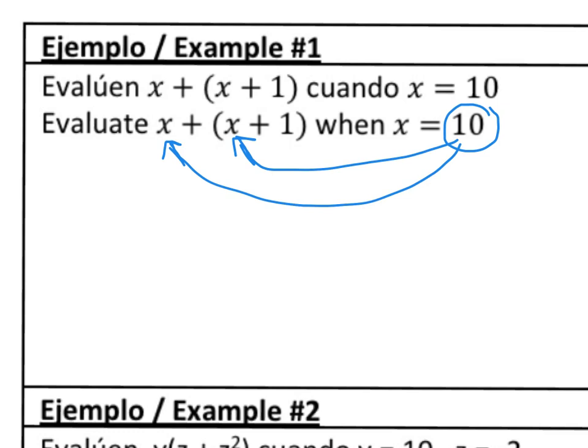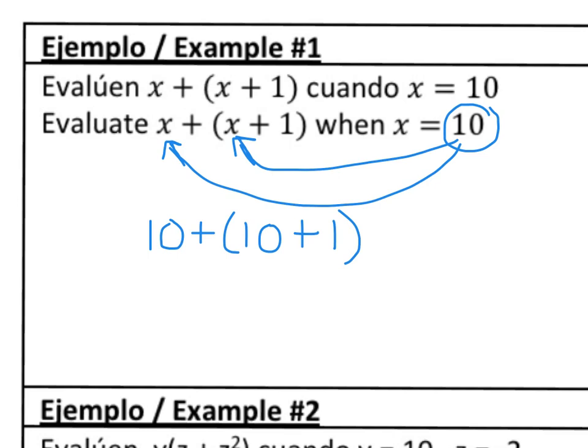Now we're going to copy the expression, but instead of the variable, we're going to put its value. So not x, but 10. Copy the rest, plus parentheses, not x, but 10. Copy the plus, copy the 1. If you want to put parentheses around each 10, you can, but in this case it doesn't make any difference.